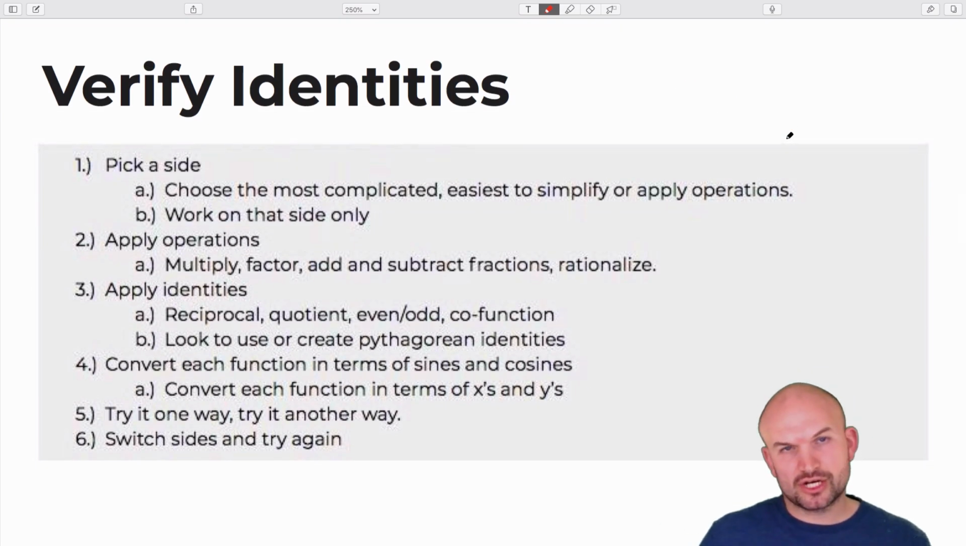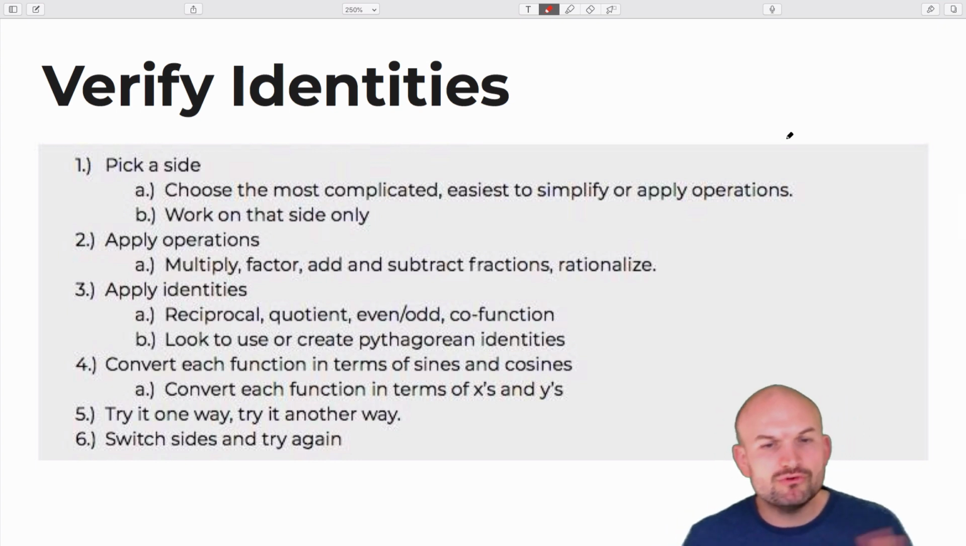So first thing, you're going to pick a side. Then you want to apply operations. Then the next thing is you're going to want to look for identities. So last class period, we talked about the reciprocal, the quotient, the even odd, the cofunction identity. Look to apply those identities.